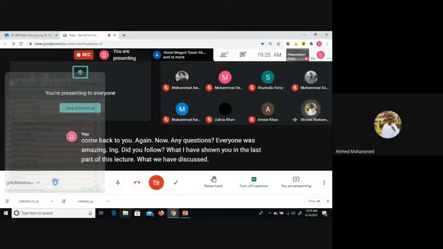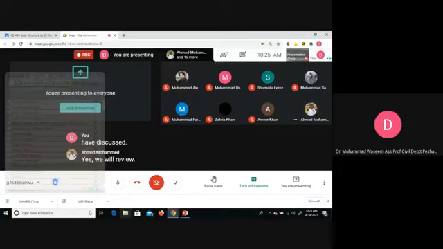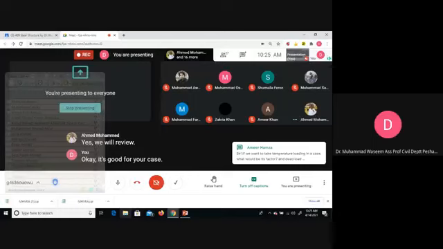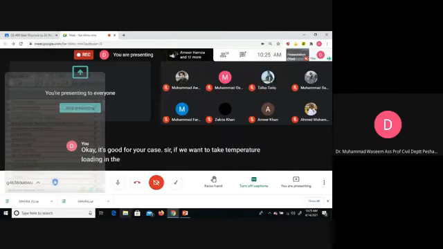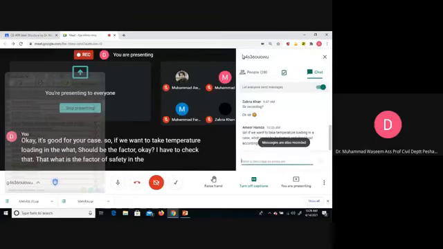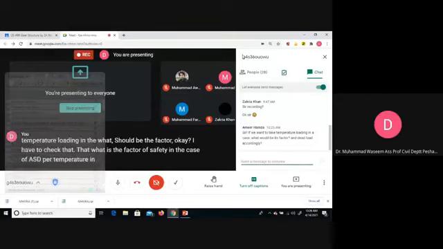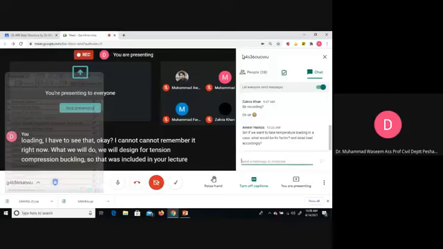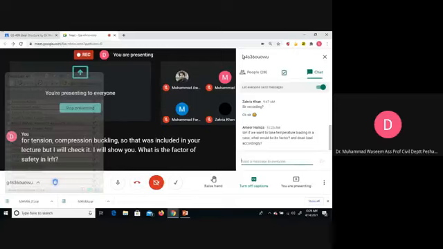Yes, so far so good, sir. Okay, it's good in your case. Sir, if we want to take temperature loading, what should be the factor? Okay, I have to check what is the factor of safety in the case of ASD for temperature loading. I cannot remember it right now. What we will do is design for tension, compression, buckling. That was included in your lecture, but I will surely check it. What is the factor of safety in LRFD for temperature loading?